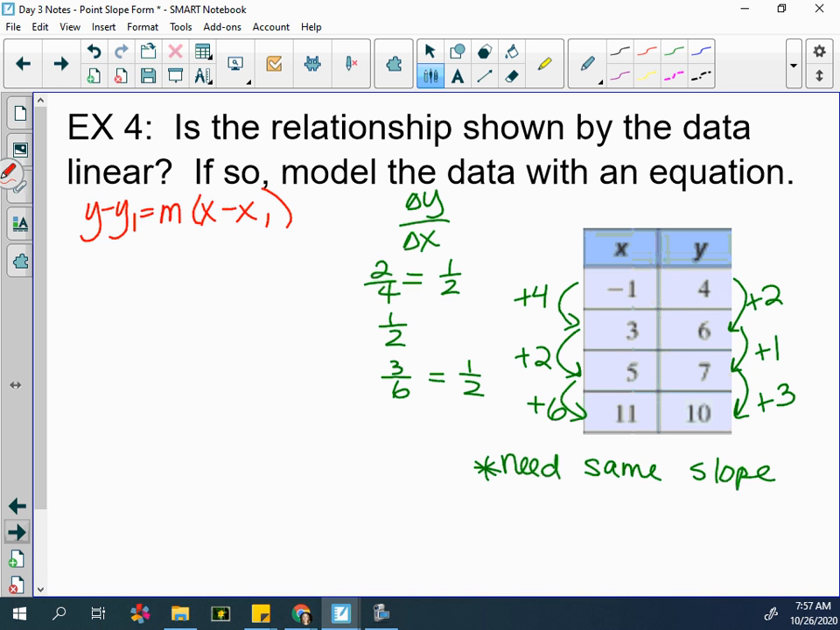Okay, y minus y1 equals m times x minus x1. So I have my m, and here's what we did here. That's our slope, so this is our m. How about x1 and y1? Where do we get x1 and y1 from?